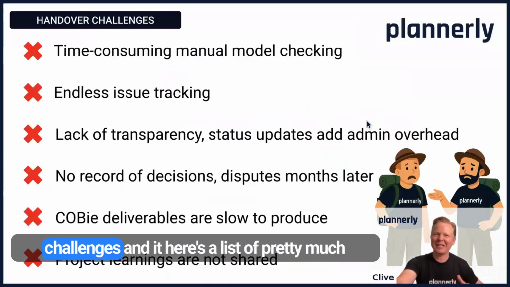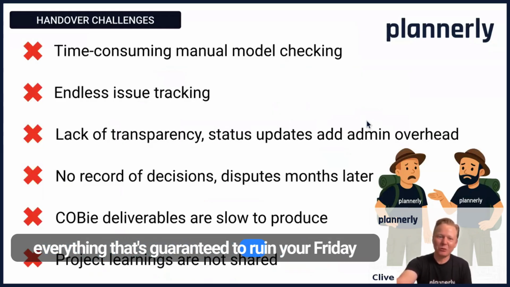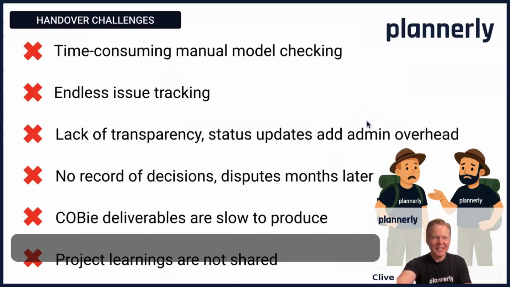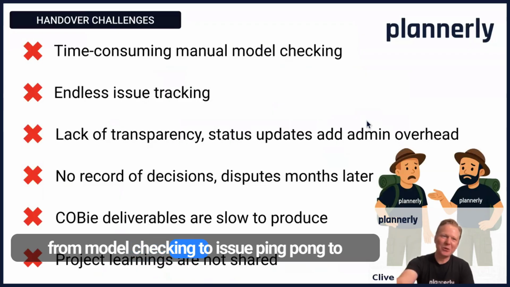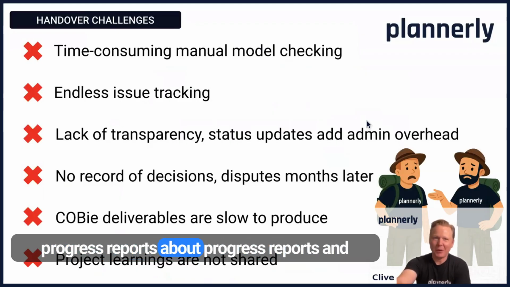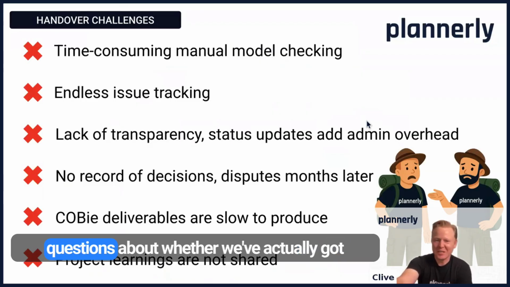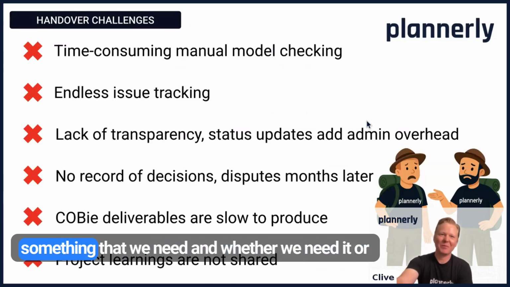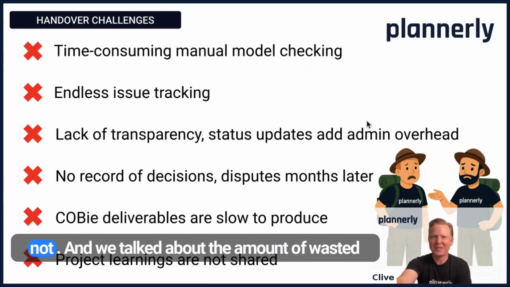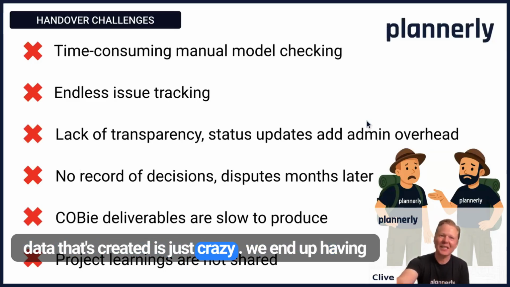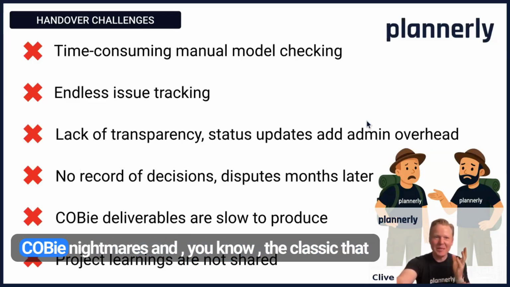We saw so many challenges, and here's a list of pretty much everything that's guaranteed to ruin your Friday afternoon, from model checking to issue ping pong to progress reports about progress reports and questions about whether we've actually got something that we need and whether we need it or not. And we talked about the amount of wasted data that's created is just crazy. We end up having COBie nightmares.